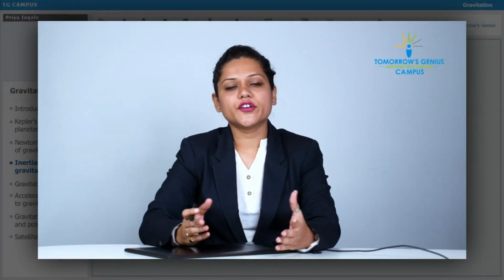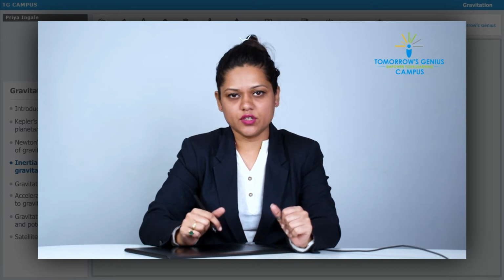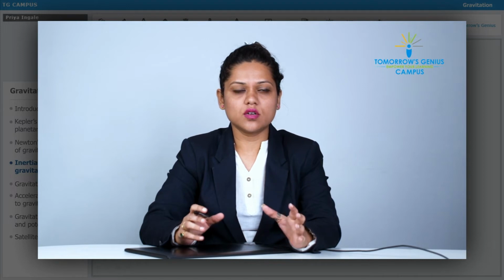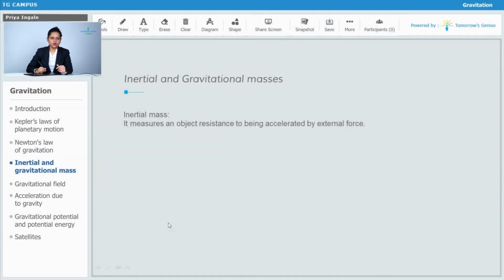Now we will see the difference between inertial and gravitational masses. Is there any difference, or are these two things the same? So here we'll first of all see what is meant by inertial mass.